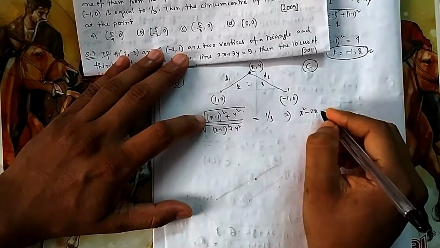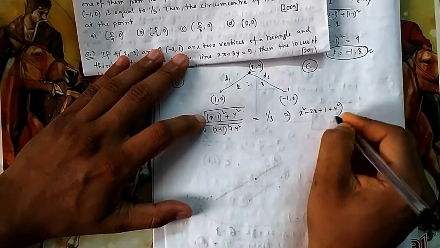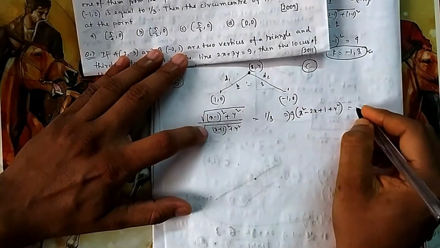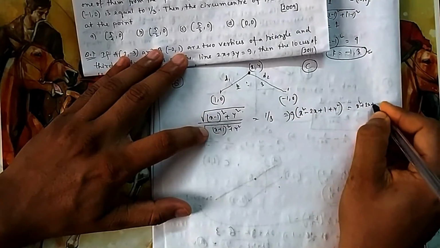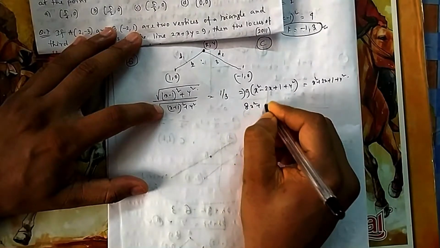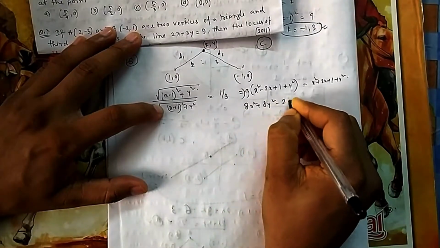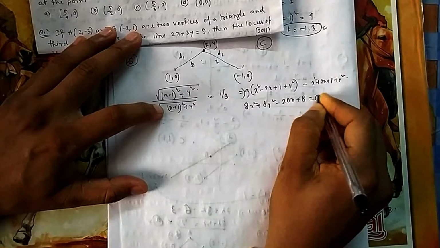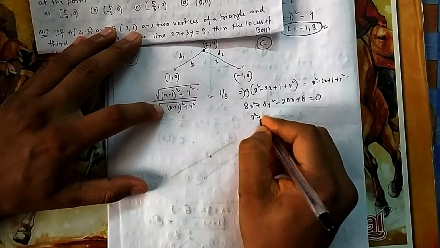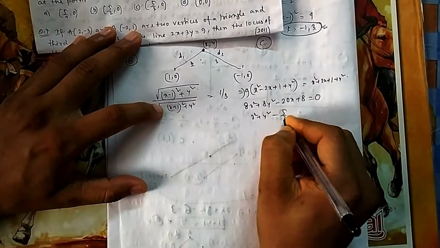I am taking whole square and then I am opening the square. This multiplied by 9 should be equal to x square plus 2x plus 1 plus y square. And you will get 8x square plus 8y square minus 20x plus 8 equal to 0. So if you divide it by 8, then it is x square plus y square minus 5 by 2 x plus 1.